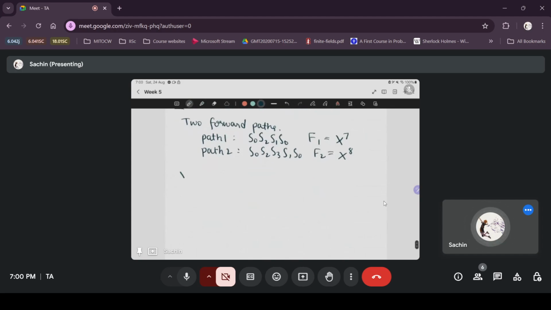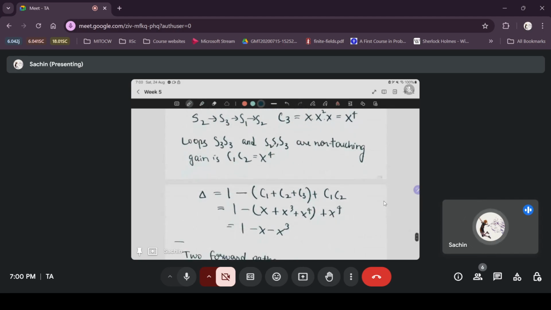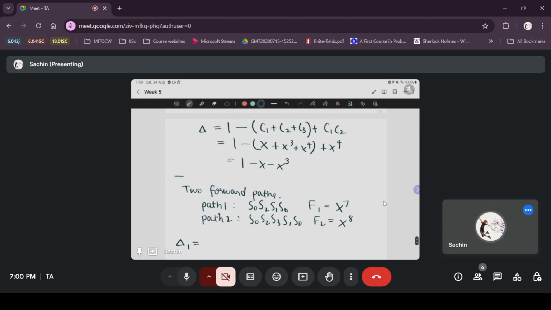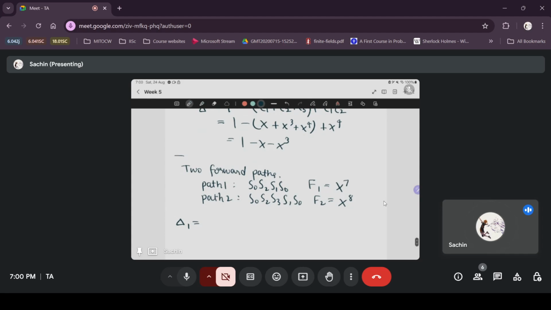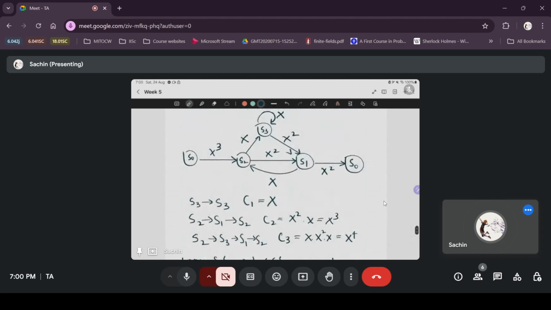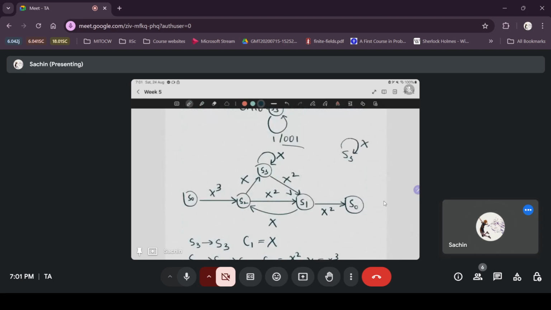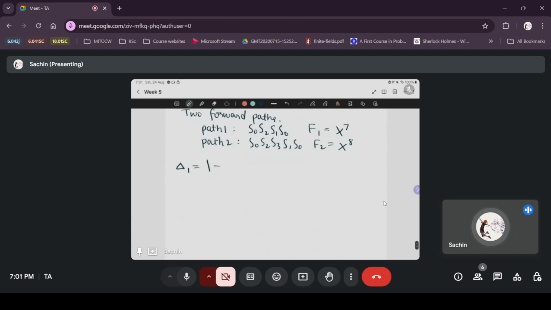Then delta 1 is you do the same thing that you did for calculating delta, but now for the ith path, you remove all the nodes in that path. So delta 1 is corresponding to path 1. We have to remove all the nodes in path 1. Path 1 is S0, S2, S1, S0, so you'll only be left with S3 that has an X like this. So you find the delta of this path. For that, you have to do 1 minus sum of the loop gains of that path. There's only one loop, so gain is X. So it will be 1 minus X plus sum of the products of non-touching loops. But there's just one loop, so there are no pairs of non-touching loops. So all the other terms will be 0. So in the end, delta 1 will be 1 minus x.